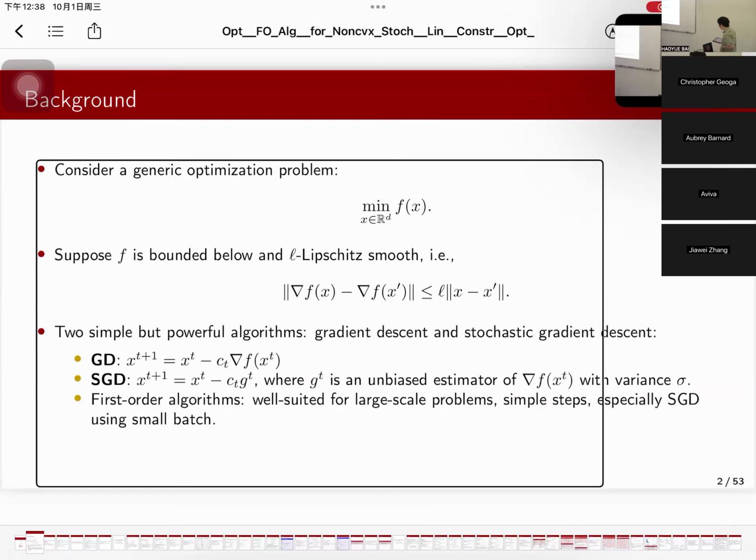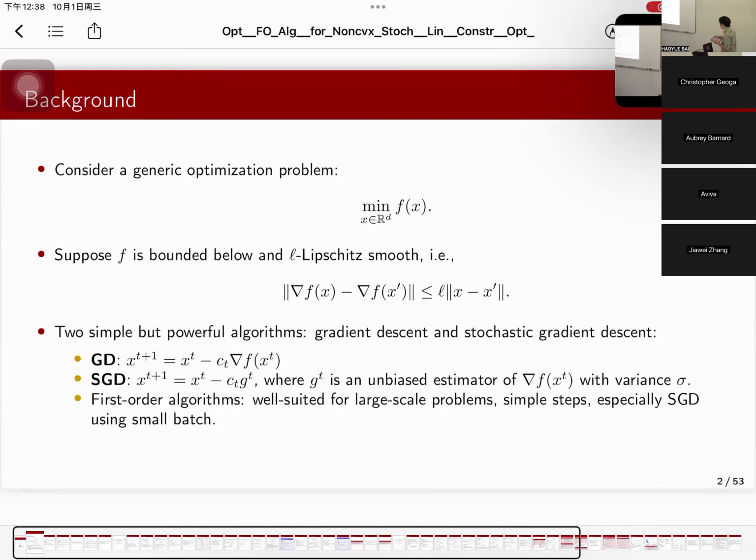Okay, so from the textbook result, we know that we are interested in generic optimization problems, minimizing an objective function f(x). We usually assume f is lower bounded, and usually we assume f is Lipschitz smooth, has Lipschitz continuous gradients, or equivalently, if f is twice continuously differentiable, this is equivalent to saying that the spectral norm, or largest singular value, of the Hessian matrix is upper bounded by L for every x.